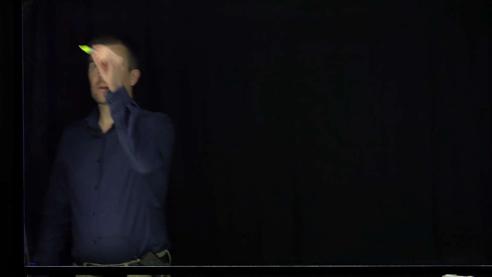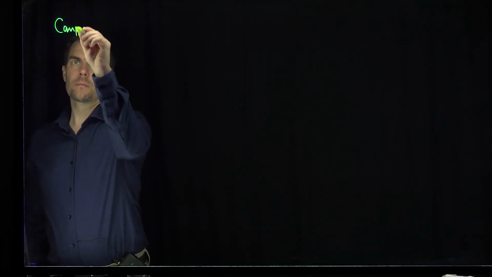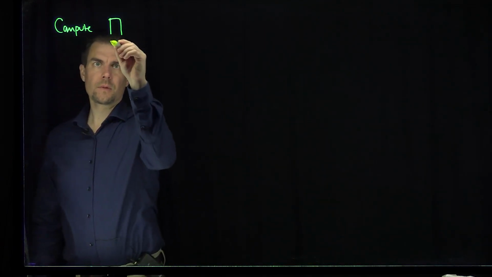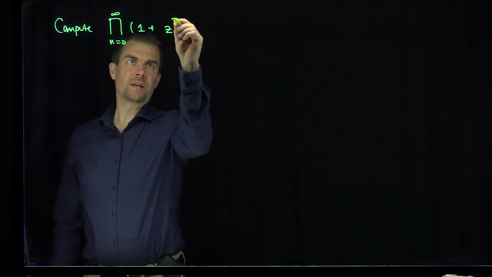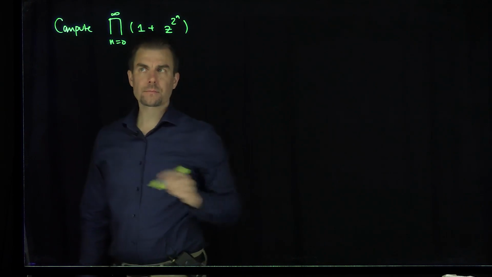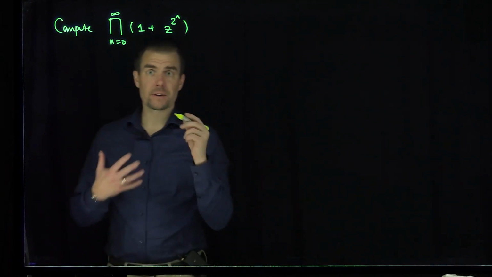Hello students, in this video we'll see an example of computing an infinite product as a function of z. Let's compute the product, n goes from 0 to infinity, of 1 plus z to the power 2n. In fact, what we're going to do is find an explicit formula for this.